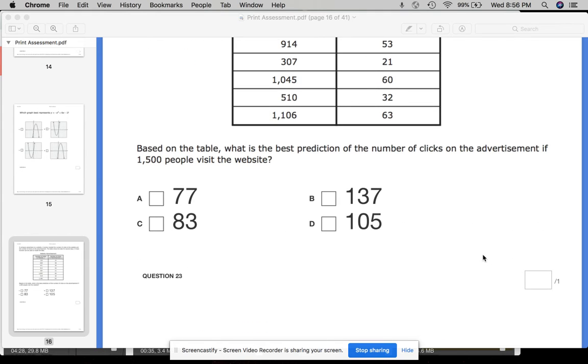Based on the table, what is the best prediction of the number of clicks on the advertisement if 1,500 people visited the website? A. 77. B. 137. C. 83. D. 105.